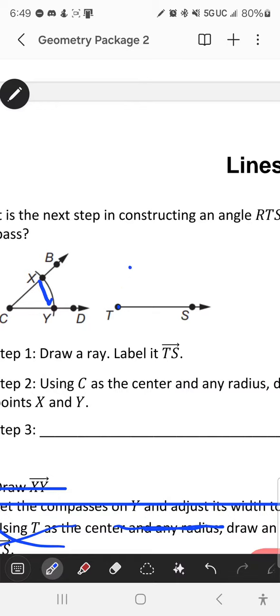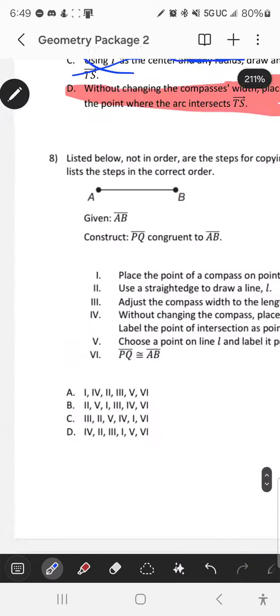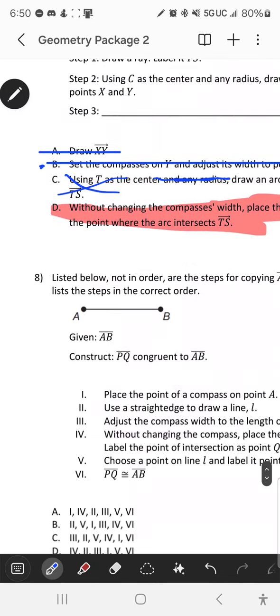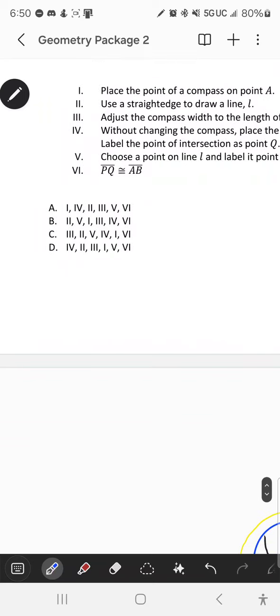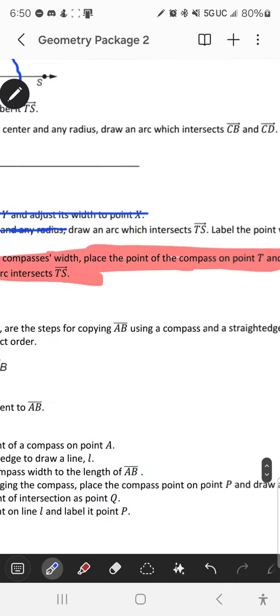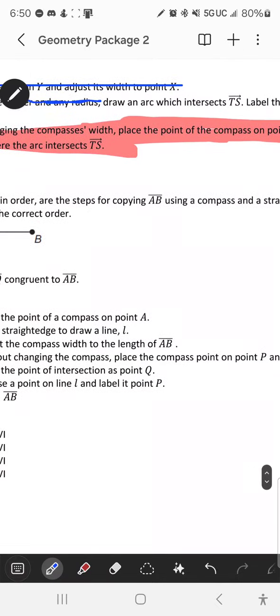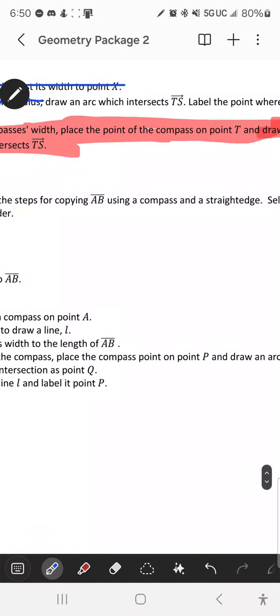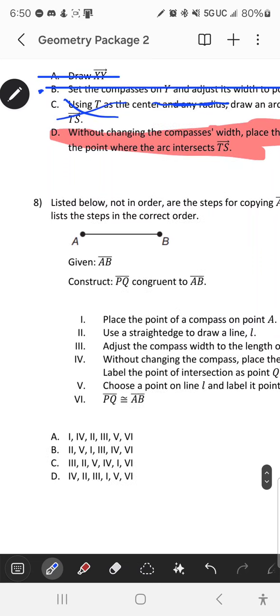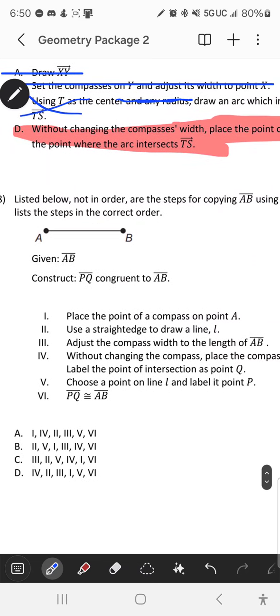So what we need to do is do the arc. That's the next step. It's not the last one, but it's the next based on the one they already gave us. So now, last question, and we finish this topic and we can continue a new one next week. Listed below, not in order, are the steps for copying AB using a compass and a straight edge. Select the option that lists the steps in the correct order.